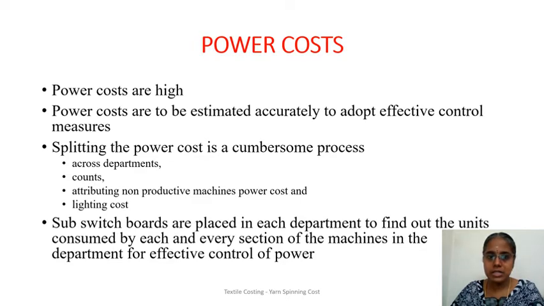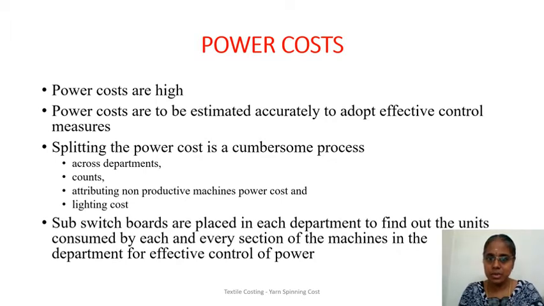The power cost is very high, and as for raw material, we already saw that it is not under our control. We can only control the waste. By reducing waste, we can improve our contribution. The next is the conversion cost. In the conversion cost, the first and foremost is our power cost, and since this is very high, it has to be effectively estimated so that we adopt proper control measures in the required place. Only if we estimate it right can we see where to control the power cost, and find out in which department it is high.